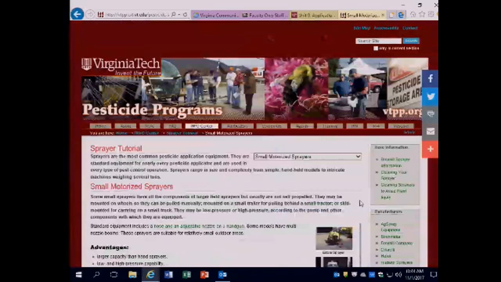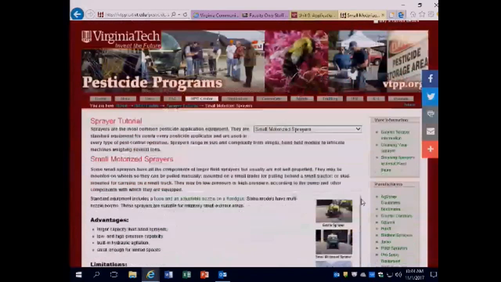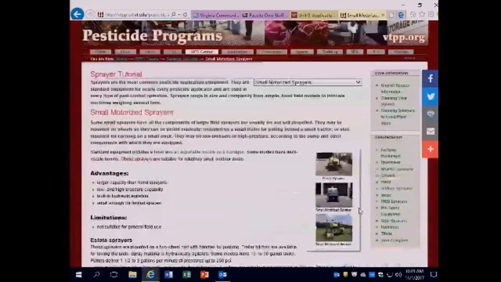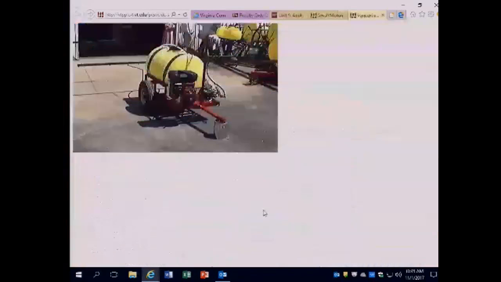There are a lot of little small motorized sprayers on the market now, and they are for fairly specialized usage. The one listed here they call an estate sprayer. That's probably a 100-gallon tank, and it's got a 5 or 8 horsepower, something like a Briggs and Stratton engine on it with a pump, and then a boom system on the back with probably 7 nozzles. This would be used to spray weeds and so forth in a small pasture or possibly even a lawn.